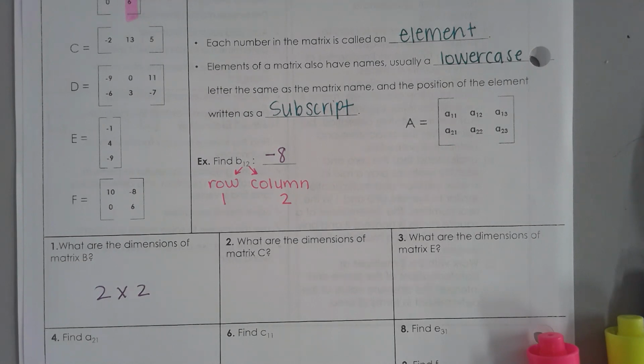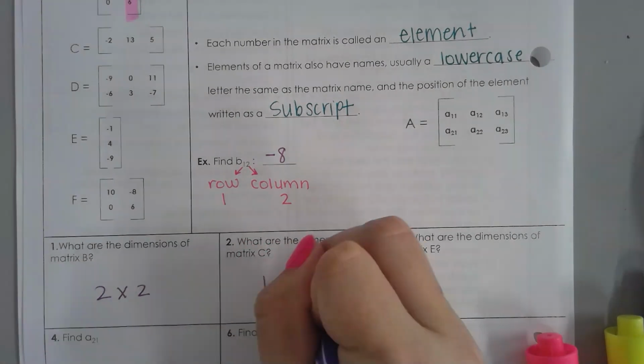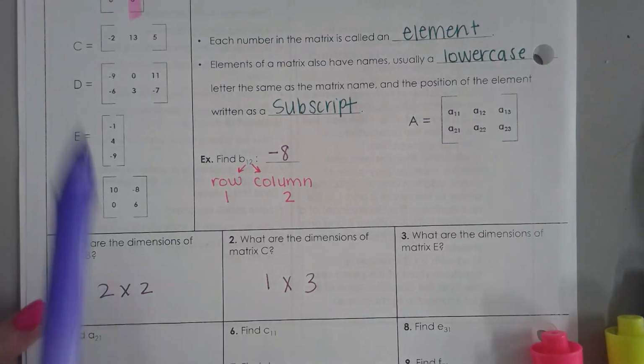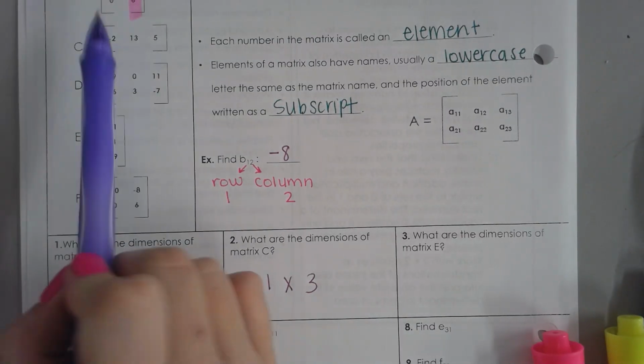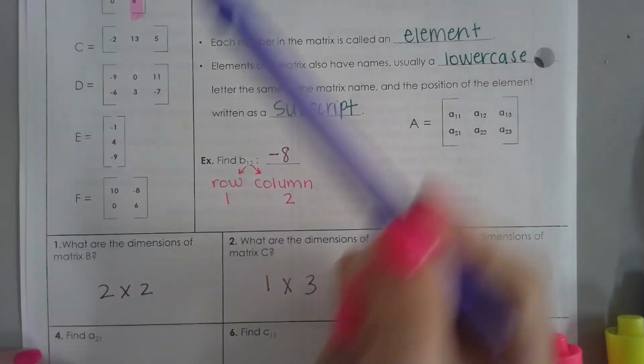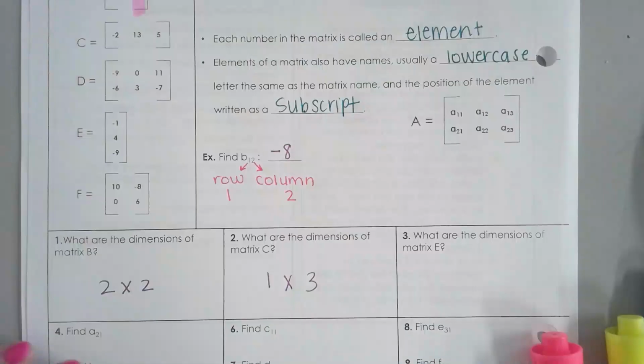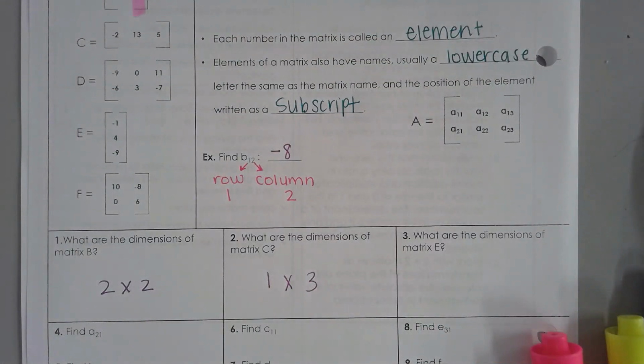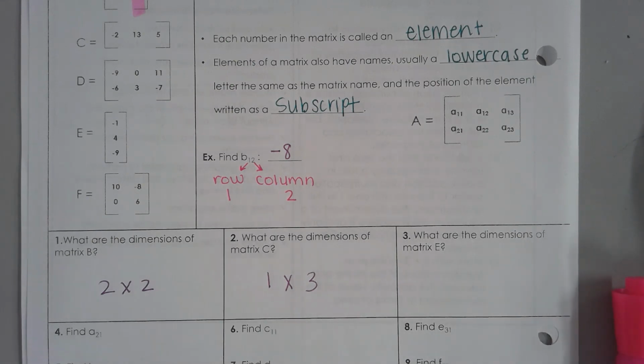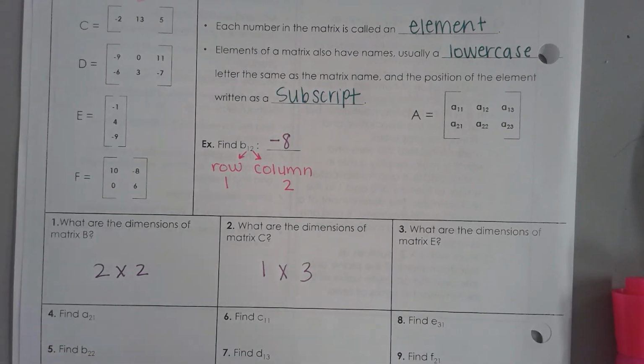Matrix C is a 1 by 3. So we have 1 row, 3 columns. Even though it's just 1 element in each column, there's 3 columns. You should have counted. Alright, question number 3, Adriana. 3 by 1. 3 by 1 is correct.